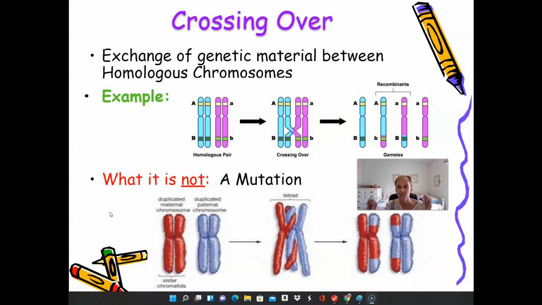You're trading genes of the same type. So like eye color is switched. So now instead of having blonde and blue, you might have blonde and brown. Instead of brown and brown, you might have brown and blue. So that is not a mutation. It's simply a genetic recombination.